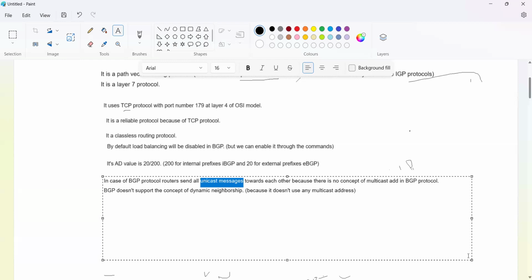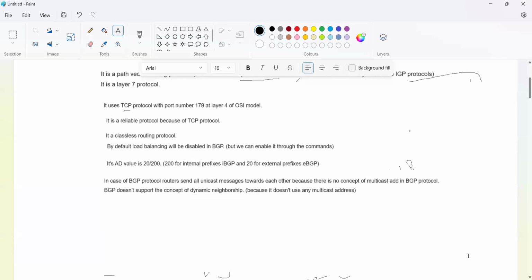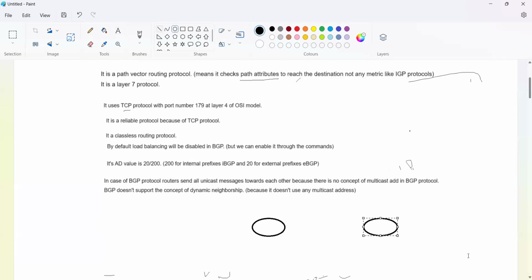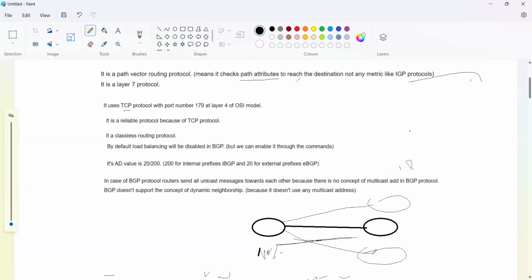BGP does not support dynamic neighborship. We cannot enable dynamic neighborship. In OSPF or EIGRP, just by enabling the router OSPF process ID and advertising any network with the network command, we enable dynamic neighborship and establish the neighborship between routers. If we have multiple routers also, the neighborship will be established dynamically.